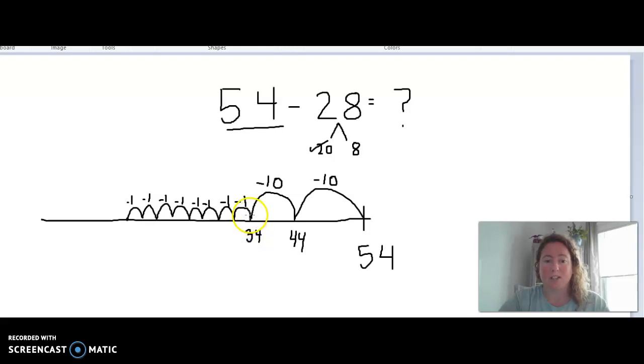Now I'm switching gears. I'm going back jumps of 1, so I'm just going to count backwards until I land here. So 34 minus 1, 33, 32, 31, 30, 29, 28, 27, 26. I land on the number 26, which means 54 minus 28 equals 26.